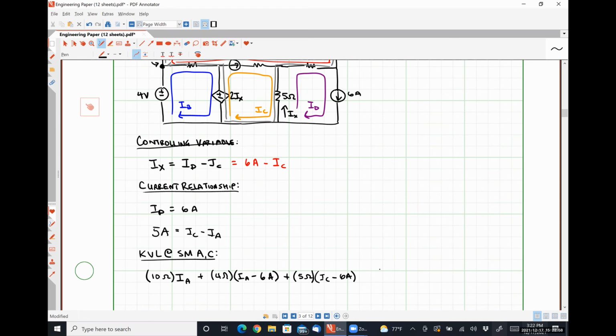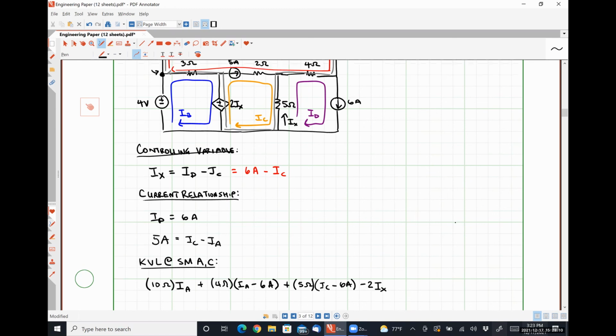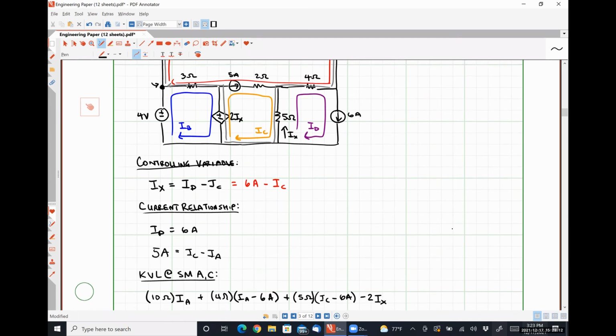Connor, what do we see next? Negative 2IX, absolutely right. We see the negative polarity terminal of that dependent voltage source. Nick Parker, what comes next? IA minus IB. Absolutely correct.